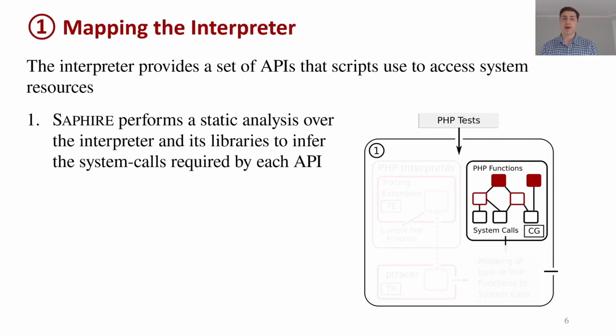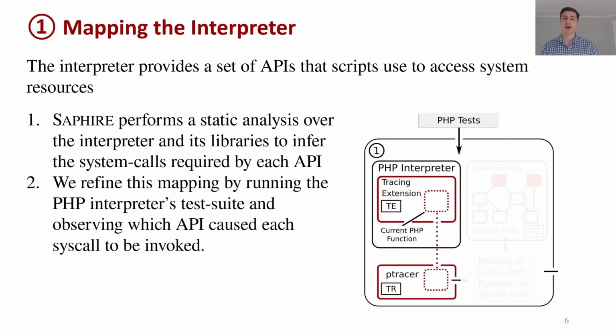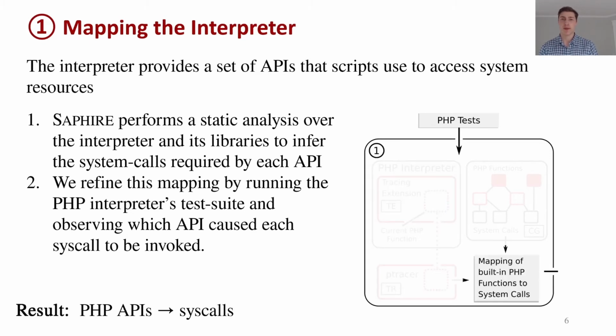To refine this mapping, we take advantage of PHP's extensive unit tests. Essentially, we run through the test suite and monitor the syscalls invoked by the interpreter. By examining the interpreter's internal state, we can associate each syscall with the API function that invoked it. As there are a lot of moving parts here, we describe our stage 1 analysis in far more detail in the paper. By merging the results of the static and dynamic components of our analysis, we get our stage 1 result, a mapping of PHP APIs to syscalls.